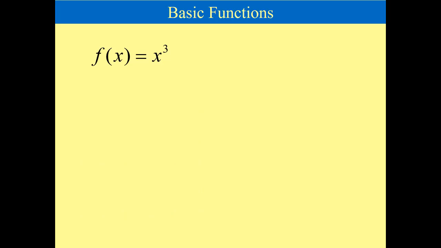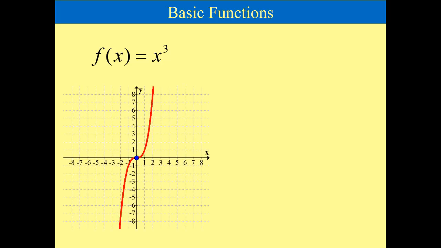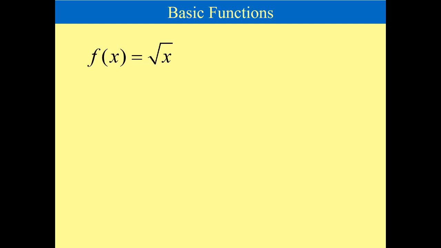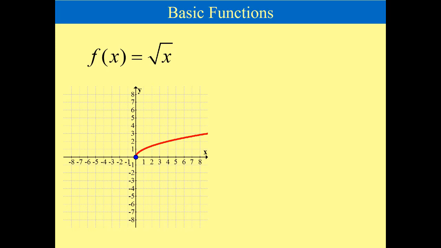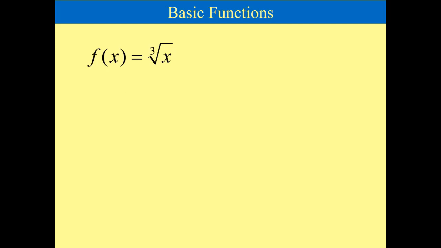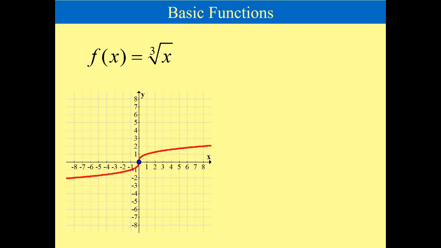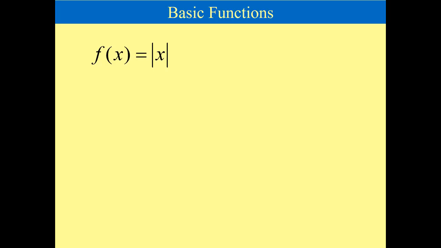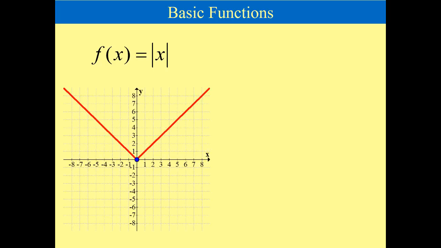The function x cubed is similar to x squared, only the left-hand side is twisted down. The function square root of x is like x squared, only sideways, and half of it's missing. The graph of cube root of x is like the graph of x to the third, but sideways. And finally, the graph of absolute value of x is a V-shaped graph with the peak right at the origin.